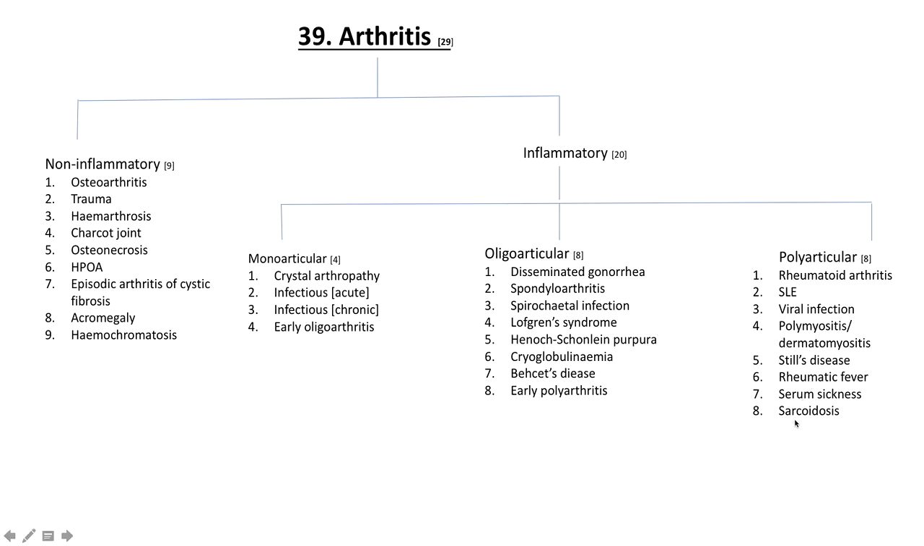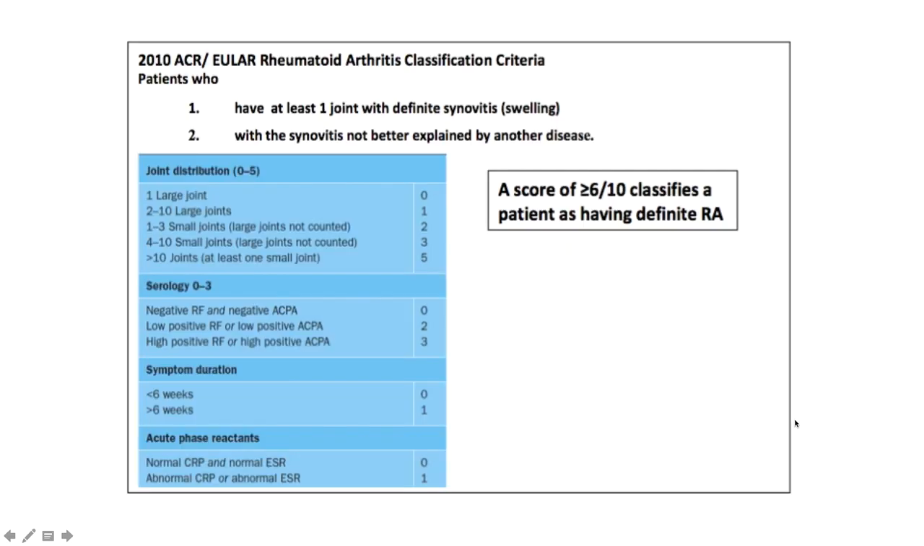Let's dig more into the 2010 ACR-EULAR criteria for rheumatoid arthritis. Remember, this occurs in patients who have at least one joint with definitive synovitis, which speaks to swelling, and with the synovitis not better explained by another disease process. A cumulative score of 6 or more out of 10 classifies a patient as having definite RA. We're looking at 4 domains, right? Joint distribution, serology, symptom duration, acute phase reactants.